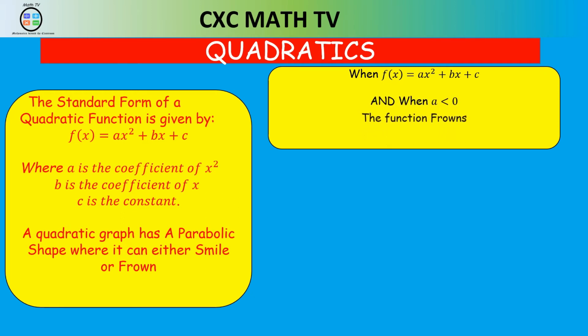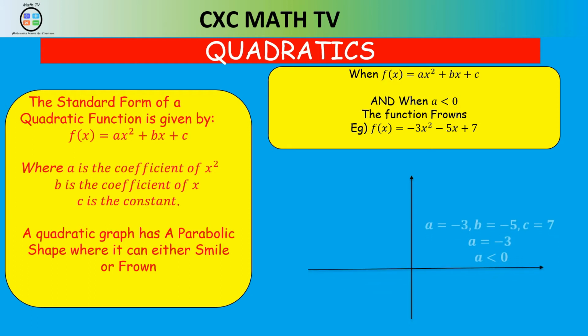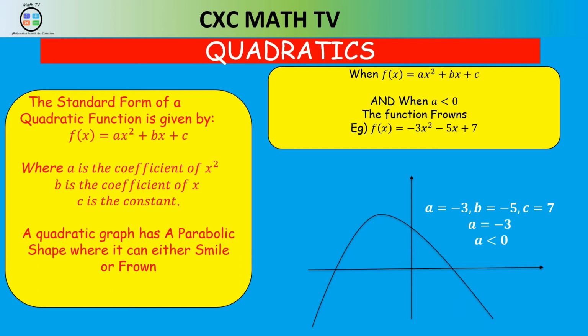Aww. So for example, f of x equals negative 3x squared minus 5x plus 7. If we observe that graph, we don't know where the roots are, but we just know that the y-axis intercept would be 7, and a would be negative 3, b would be negative 5, c is 7. But a is less than 0, so the graph frowns. So in a case like this, when a is negative, it frowns. Once a is less than 0, it frowns.